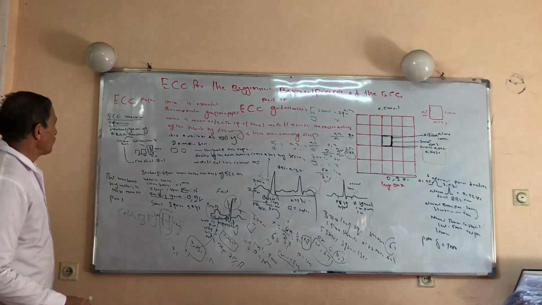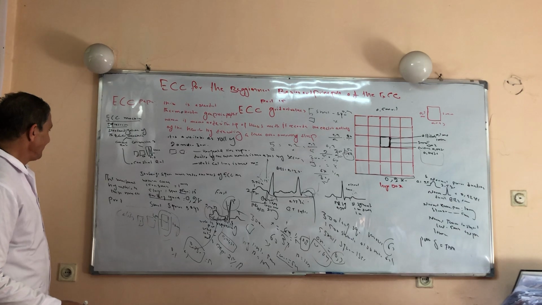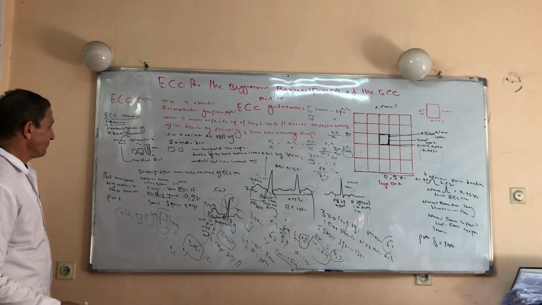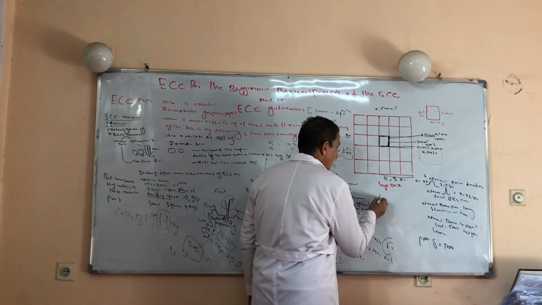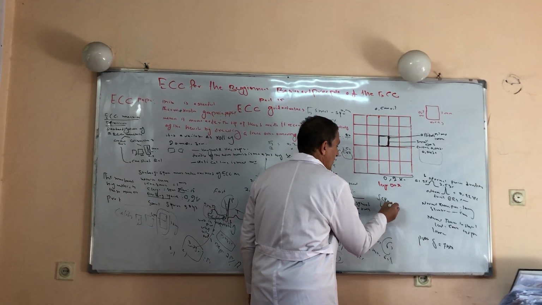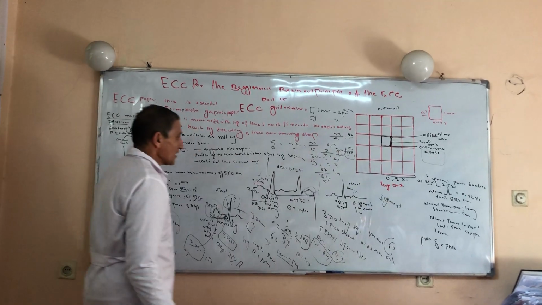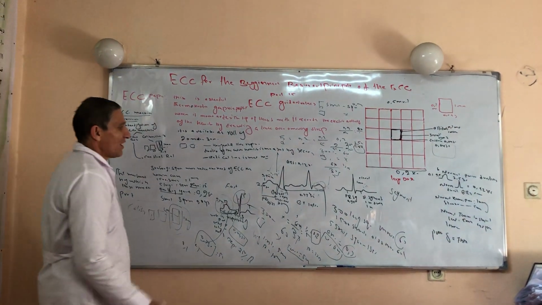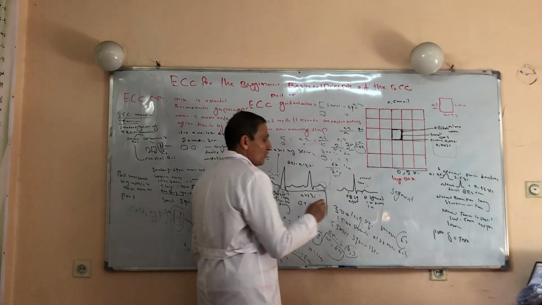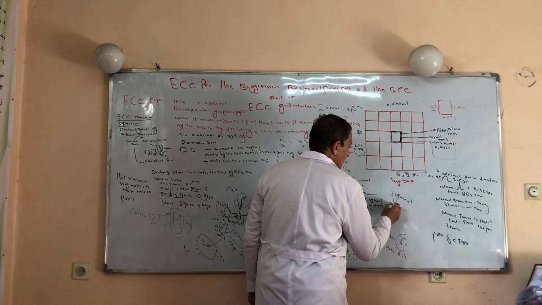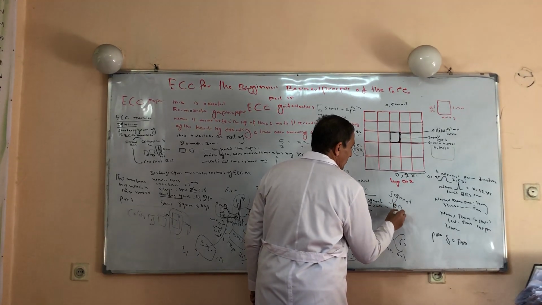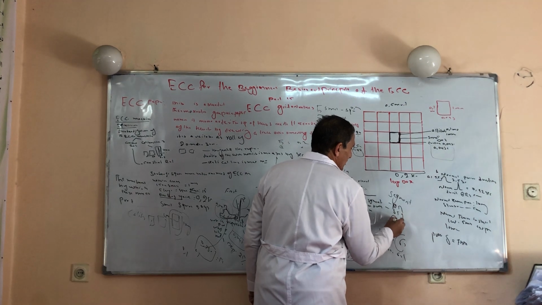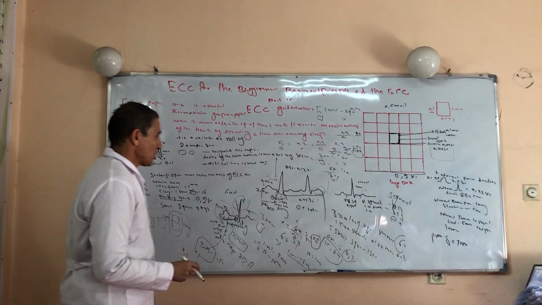Another topic: segments. We have got 3 segments in the ECG. One is the PR segment, the ST segment, and the QT segment. What is the PR segment?